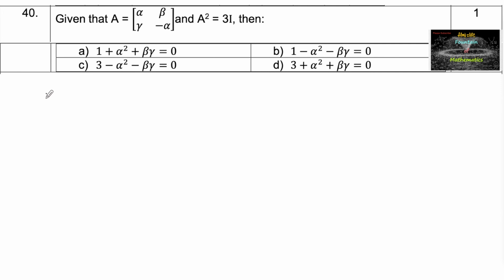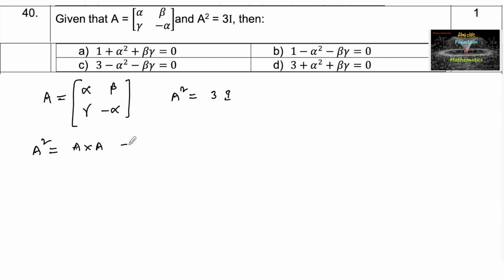given that A is equal to [alpha beta; gamma -alpha], and A square is equal to 3I, where I is an identity matrix of 2 by 2 order. So let us multiply A into A to get A square: [alpha beta; gamma -alpha] into [alpha beta; gamma -alpha].